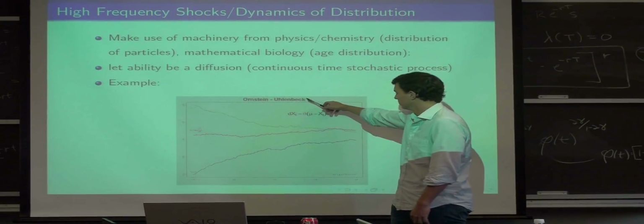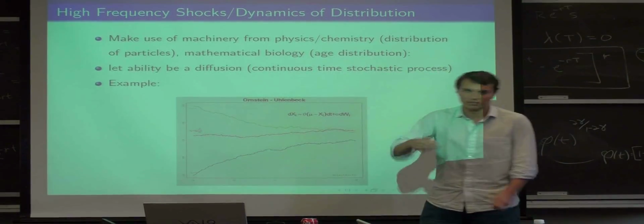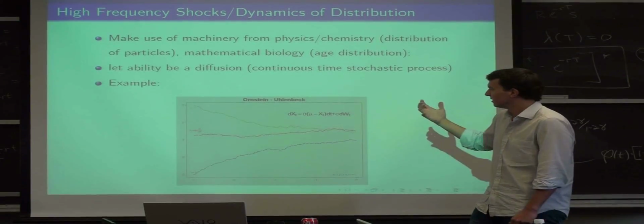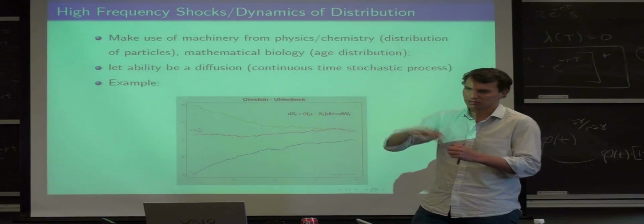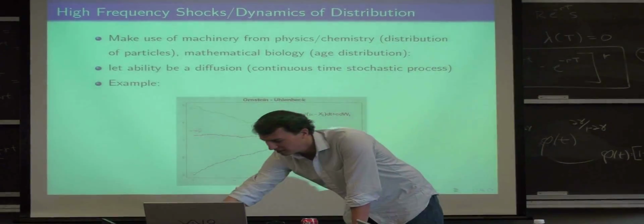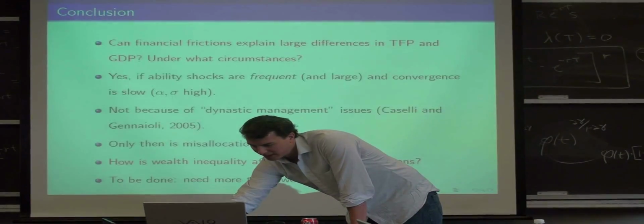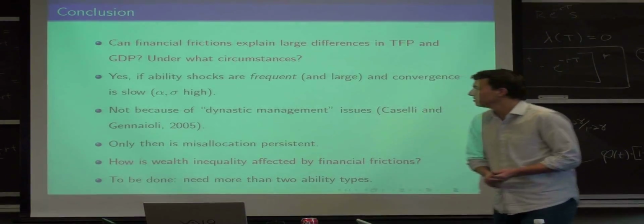In particular, you can let ability be a diffusion, it's called. This is a sample path for a typical diffusion. It's called an Ornstein-Uhlenbeck process. It just kind of wiggles around very fast, and then you can, from that, back out what the aggregate distribution of ability evolves. I don't want to bore you with the mathematical details of this and come to my conclusion very quickly.